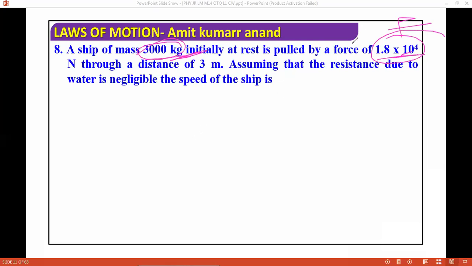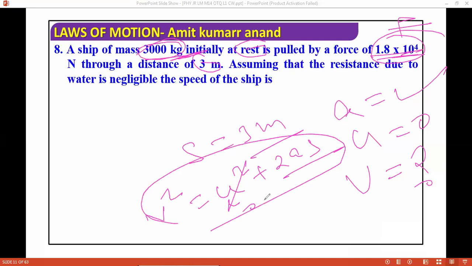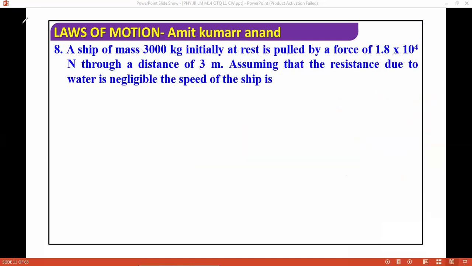From here you can find out acceleration directly. Once you get acceleration, the initial speed is rest, so u is 0. You need to find out v, and s is given, that is 3 meters. What we say: v square equals u square plus 2as. U is 0, so once you put all these relations, you will get it directly. You can think like this, otherwise you can think in your own way.